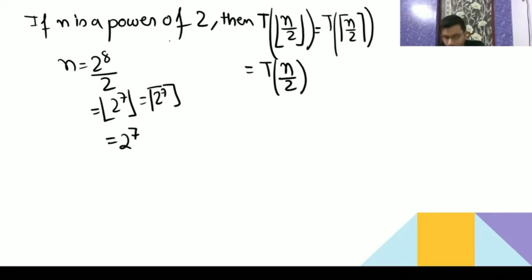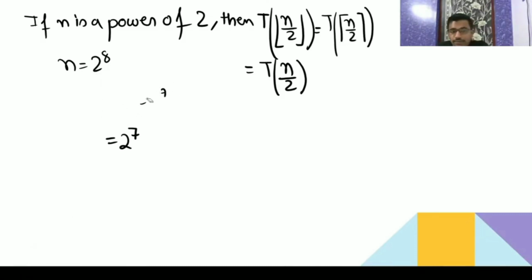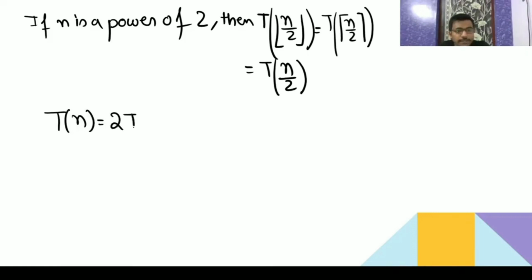Okay, so if n is a power of 2, then we solve this recurrence and we will get the number of comparisons. T(n) is going to be 2T(n/2) + 2.